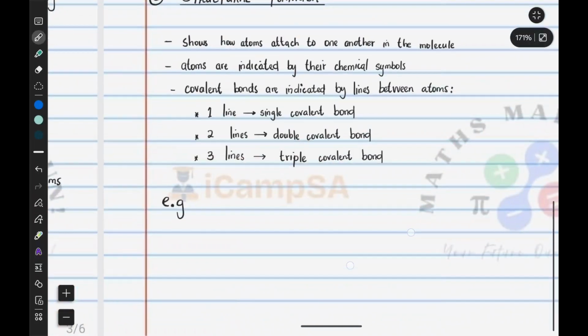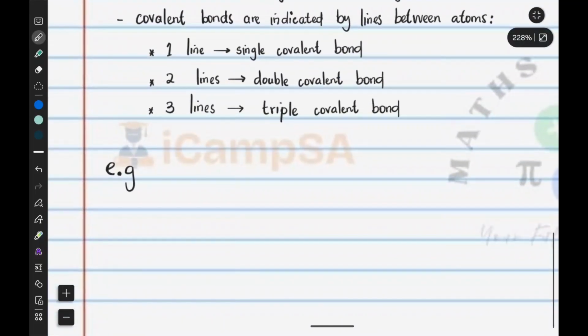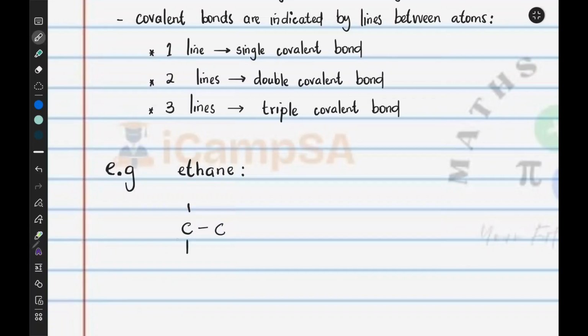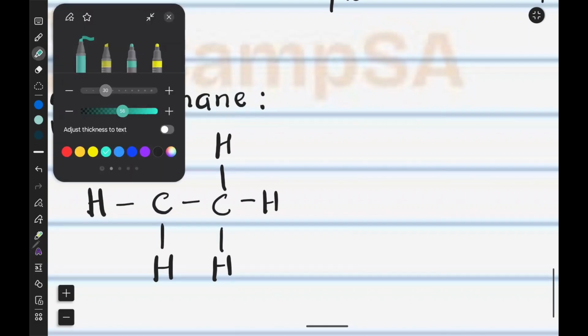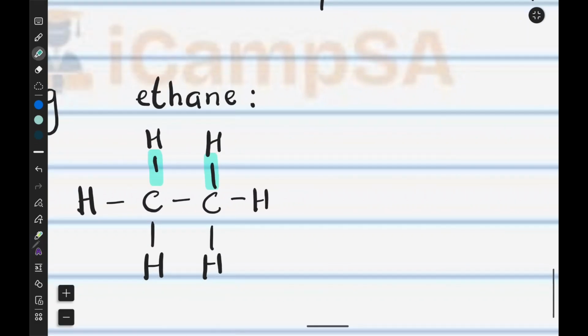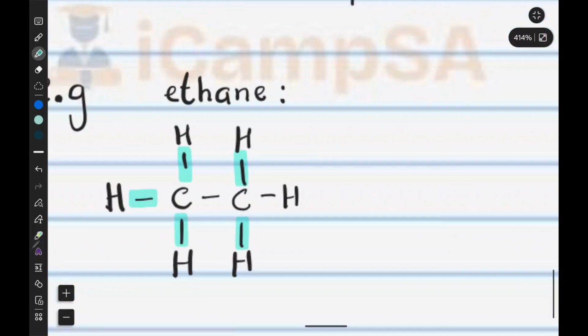In the case of ethane, for instance, ethane has 2 carbon atoms and then 6 hydrogen atoms. Okay, don't worry, we will delve into this deeper as we proceed. So if you check, these are all single bonds. There's one line between each hydrogen and a carbon atom, and there's also one line between the carbon atoms themselves. All right, these are all single bonds.